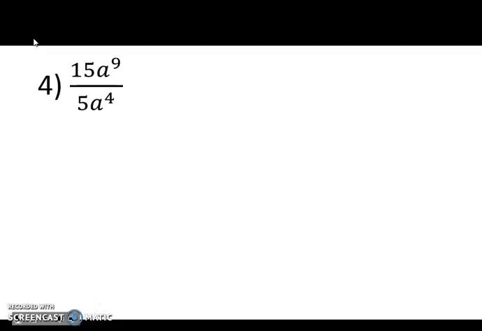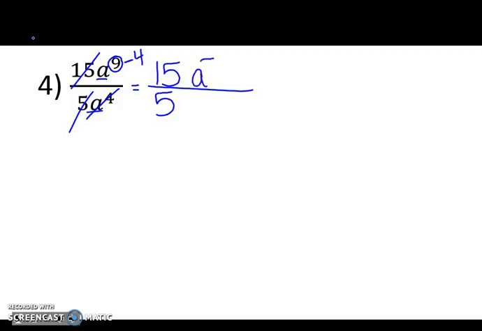All right, so let's try this one. So I'm not going to worry about my whole numbers yet. I'm going to bring those over. So I have the same base of a, so I'm going to take the top exponent of 9 minus the bottom exponent of 4. So I'm going to get a to the 5th power.